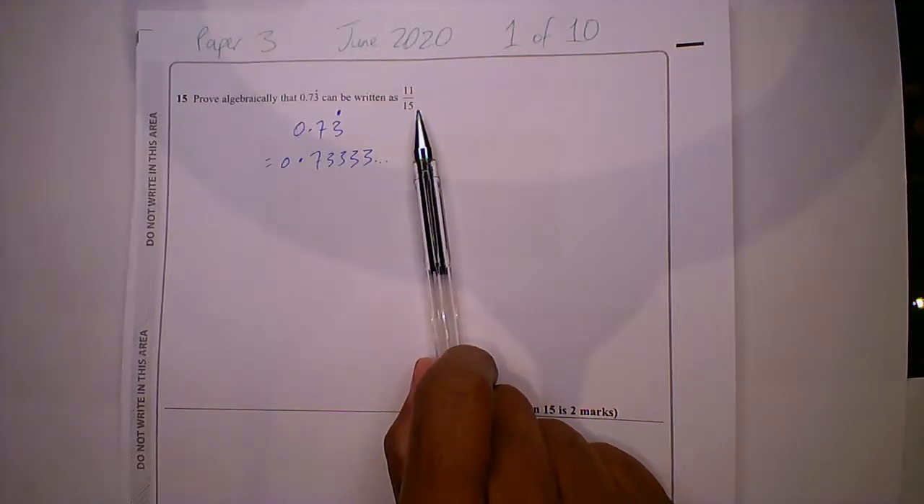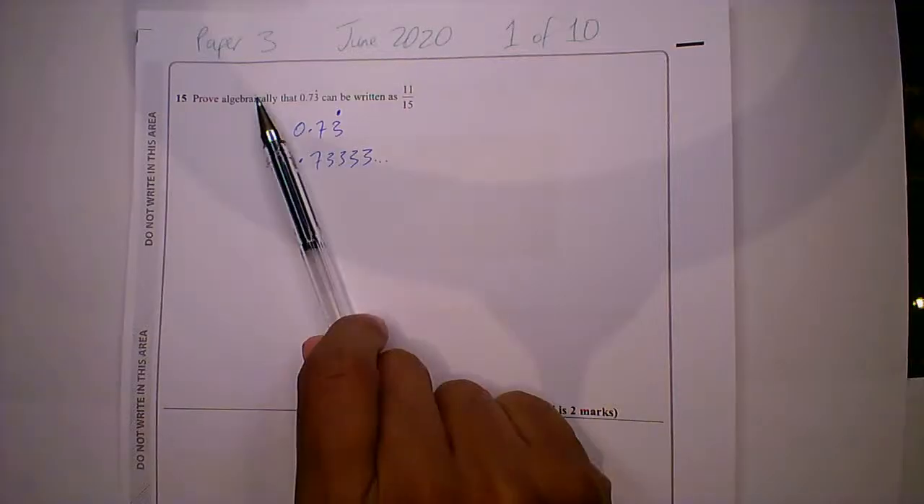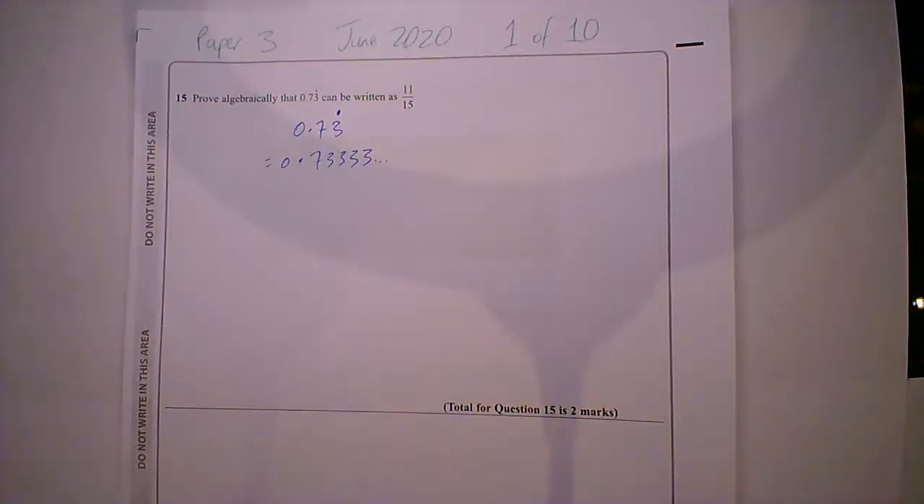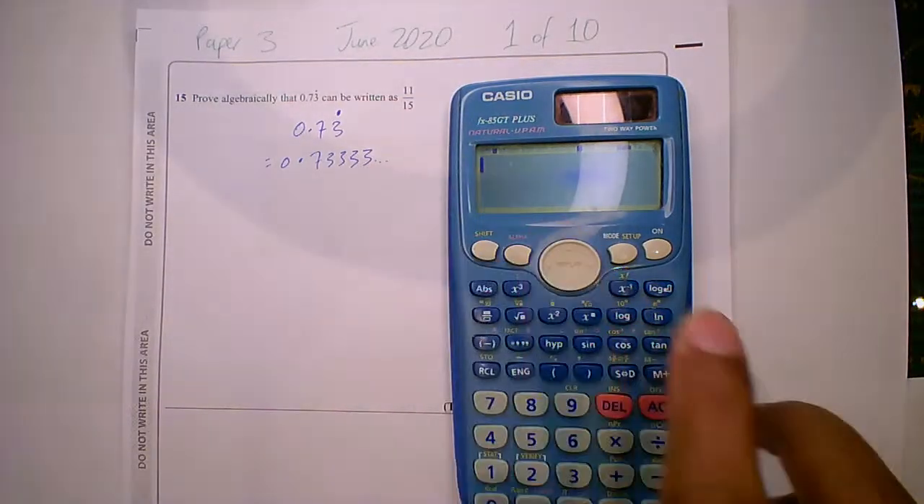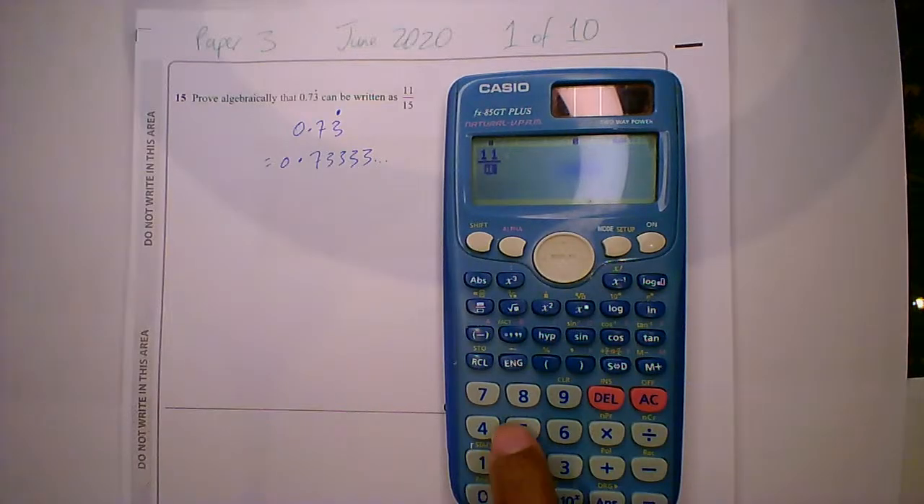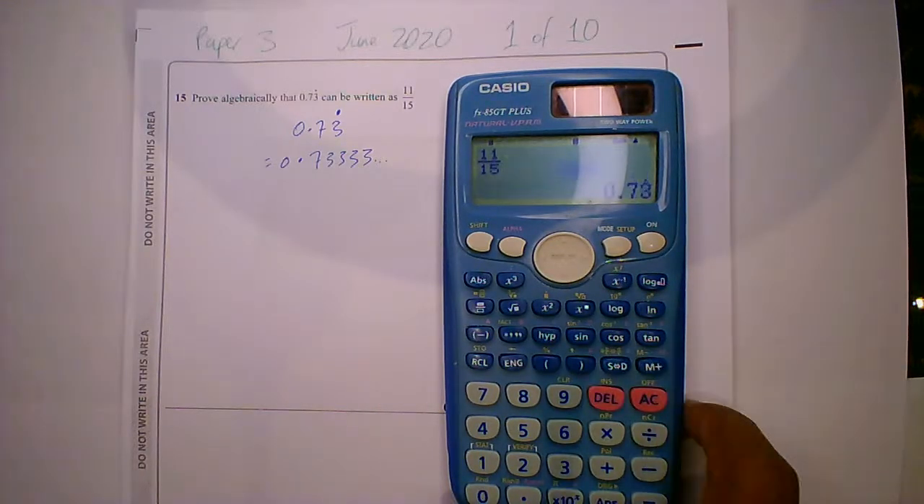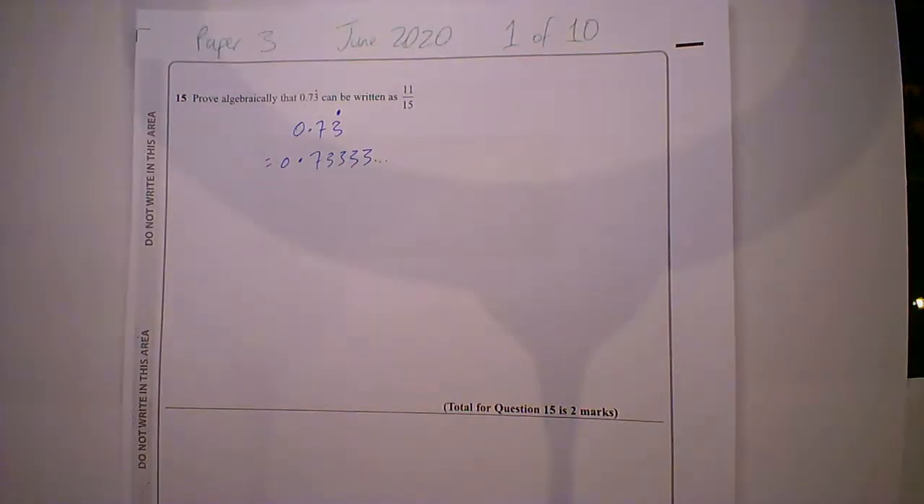So that's a fraction. Now it's paper 3 from June 2020, which is a calculator paper. So they've actually given us the answer. So if you get your calculator out, and if you put into your calculator 11 over 15, it will give you 0.73 recurring. So you have that. So we know that this works. So how do we solve this question?